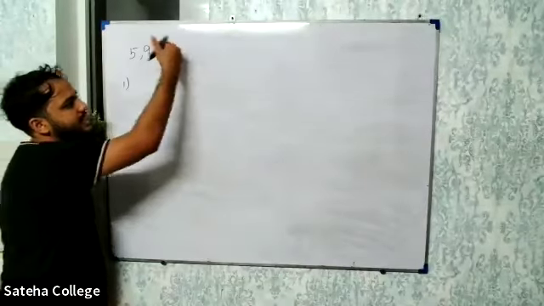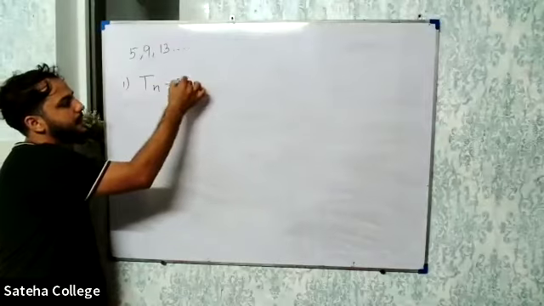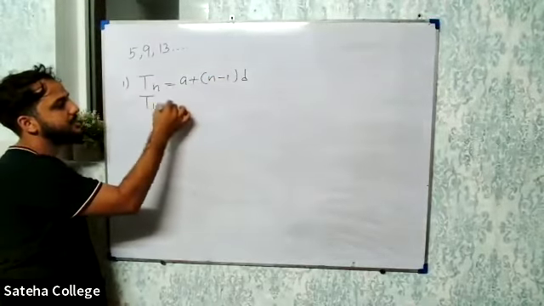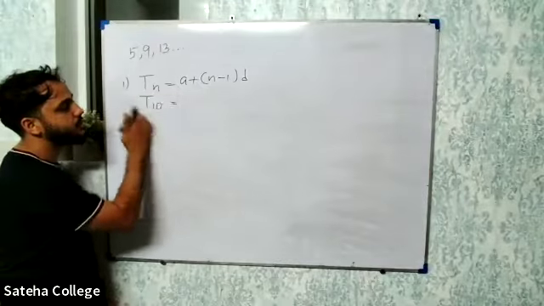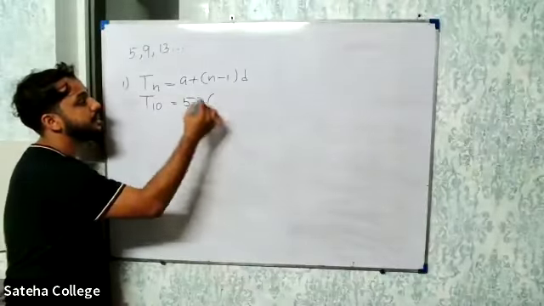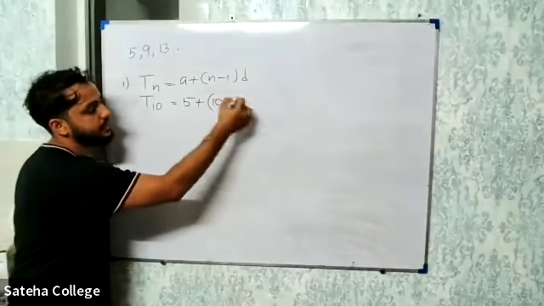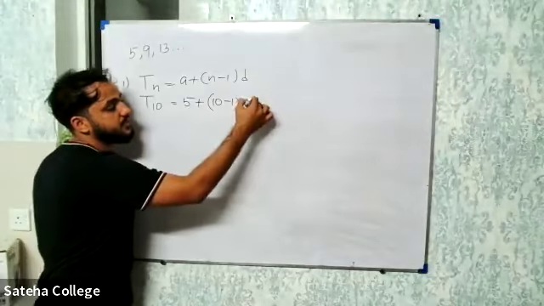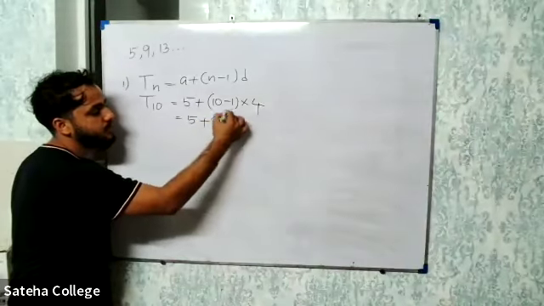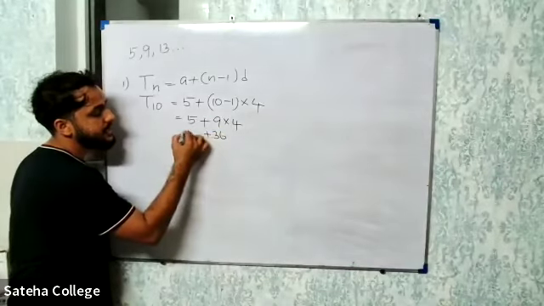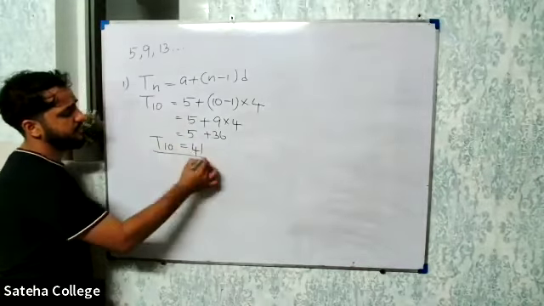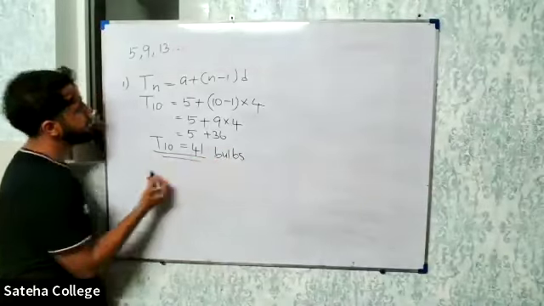A straightforward one, right? In the 10th circle, how many bulbs are there? You apply the Tn equation. Tn is equal to a plus n minus 1 into d. They ask you the value of the 10th term. So first term is 5, n minus 1, that is 10 minus 1, into the common difference, 9 minus 5, that is 4. So 5 plus 9 into 4, 9 into 4 is 36, 36 plus 5 is equal to 41. So in the 10th circle, you will have 41 bulbs.